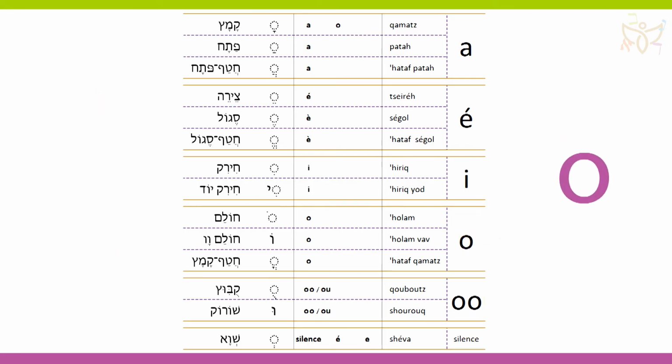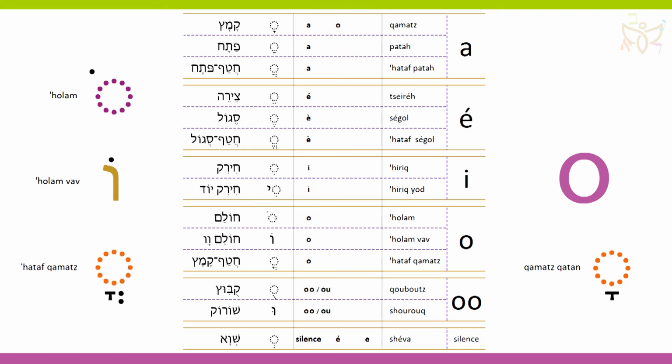And for the vowel o, what vowels should we use? The Holam, which is written with a point above the letter, or the Holam Vav. There is also the Qamatz which we have already seen. It also serves as the vowel o. Yes, that's true, but there is also the Hataf Qamatz, which is written with 2 dots followed by a Qamatz. This makes 4 different ways to write the vowel O.